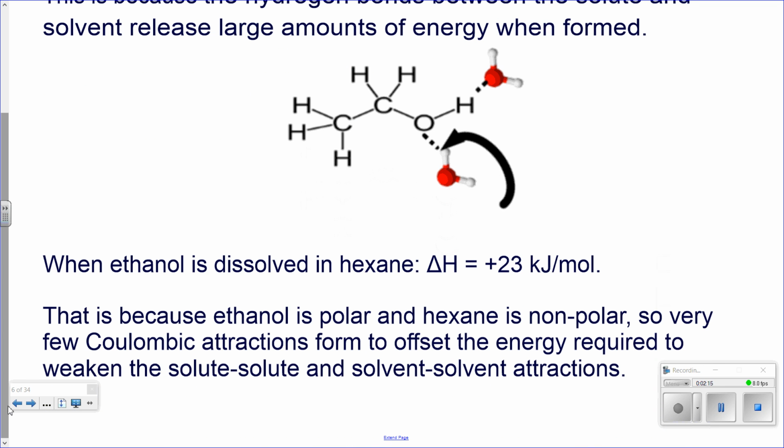Going down below here, when ethanol is dissolved in hexane, it's positive 23 kilojoules per mole. So this feels cold, okay? This one up here feels hot. Hexane feels cold when it's mixed with ethanol, okay? Now, again, this is because ethanol is polar and hexane is very nonpolar, so very few Coulombic attractions are formed to offset the energy required to weaken the solute-solute and solvent-solvent interactions, okay? So we're going to get into why polar dissolves polar and nonpolar dissolves nonpolar, but never in between, okay?